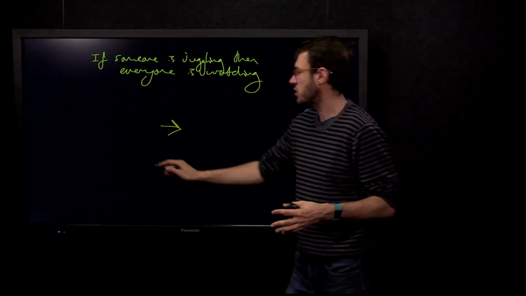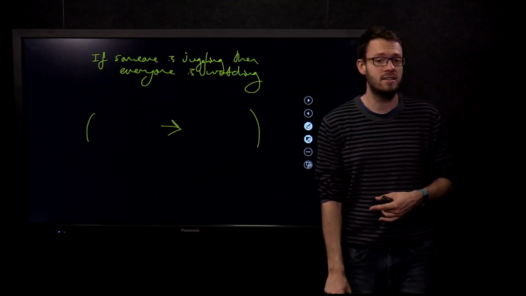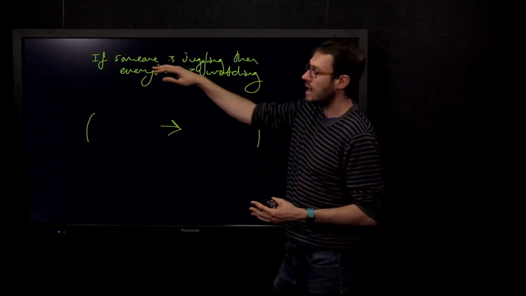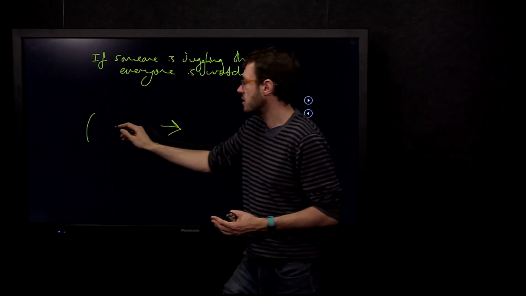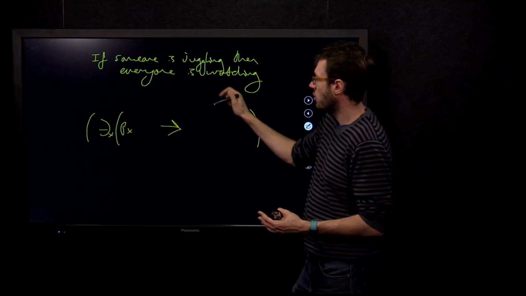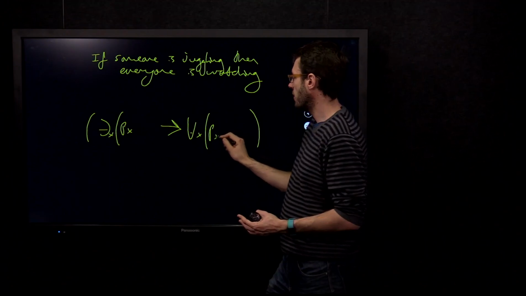Now that we've got a conditional, we've got to work out what's on the left-hand side of that conditional and what's on the right-hand side. What moving parts do we have? Well, we've got someone, and we know how to deal with that. We know we're going to have ∃xPx. And over here we've got everyone, so on the right-hand side we're going to have ∀xPx.